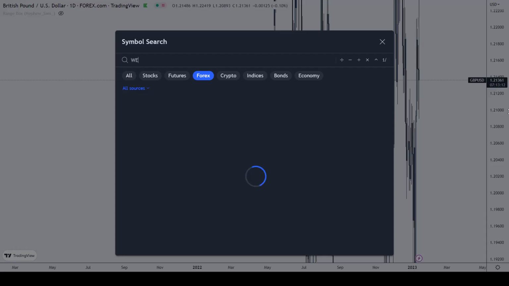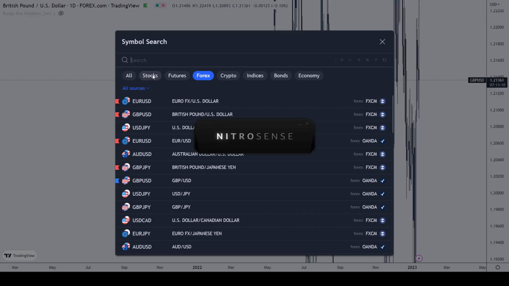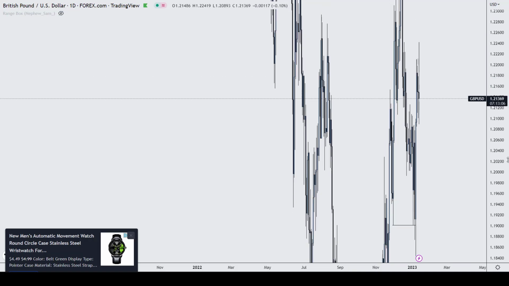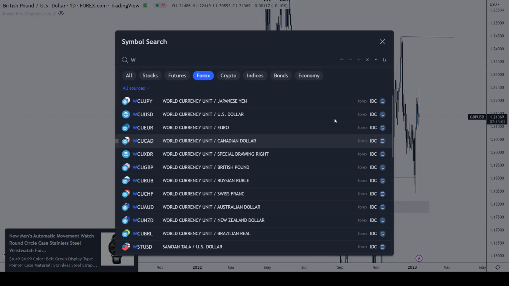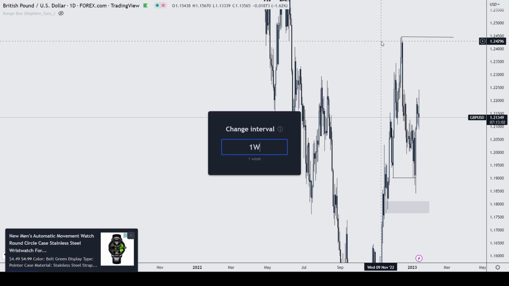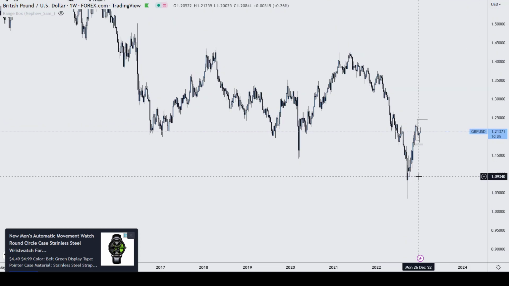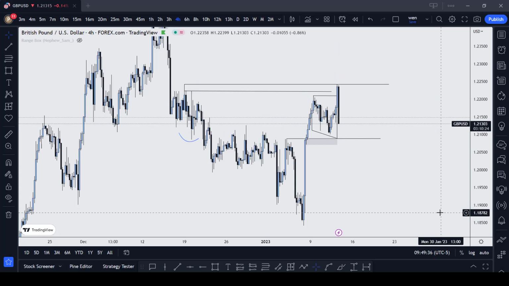look back and look at the overall view. That's why I always suggest that you start your markups, your top-down analysis, on the weekly time frames. I don't know how I keep doing that. You start on the weekly time frames, then you go on.